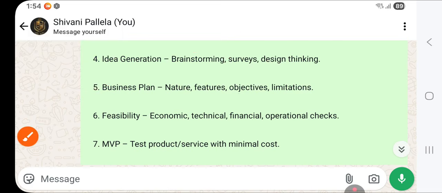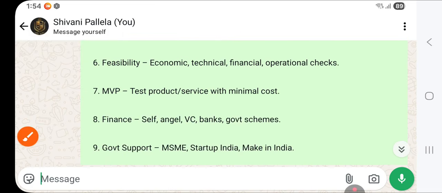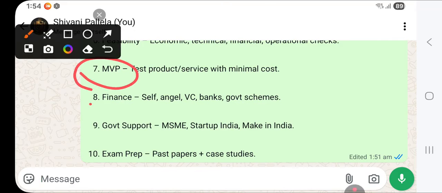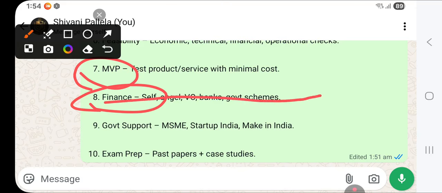And next one, feasibility. Feasibility is from the third chapter or fourth chapter, I don't know which chapter. Feasibility means operational checks and economical checks, technical skills, all these things will come. Next one, MVP, minimal viable product, we have learned now in the fifth unit, so this is also important. Next one, finance, this is not much important.